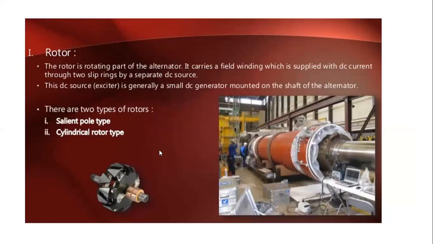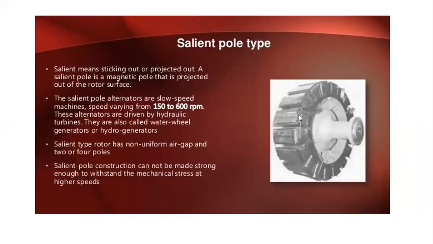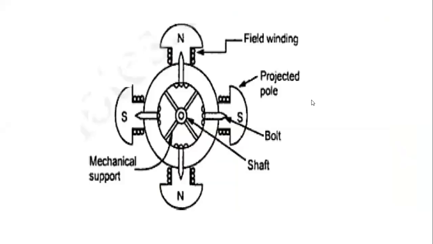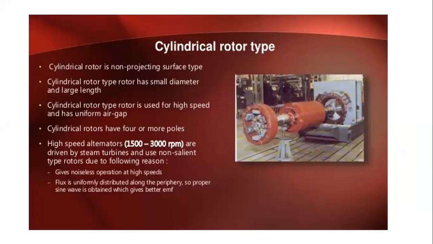This is the stator and this is the rotor. In the rotor we have two types: the salient pole type of rotor and the cylindrical pole type. This is the practical view of the salient pole type of rotors. This type of rotor is used for small and medium speeds. And this is the practical view of the cylindrical type of rotors. This type of rotor is used for high speeds. Understand?